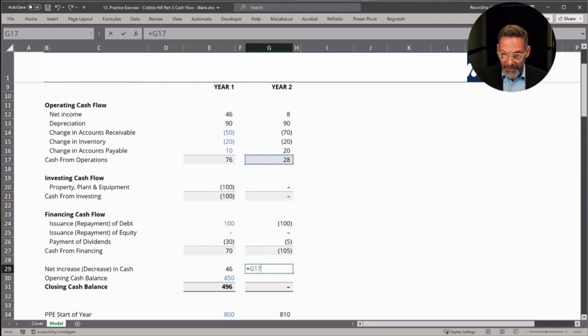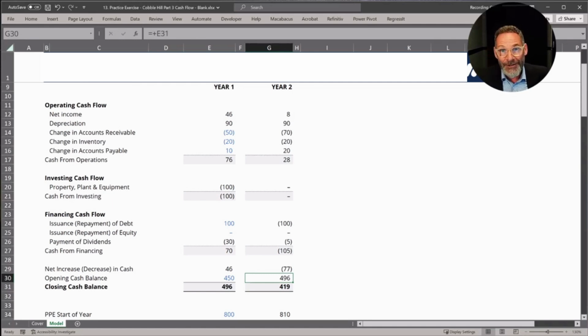So that's the 28 plus the cash flow from investing of 0 plus the cash from financing of negative 105. We then need to just put in our opening balance, and that means our closing balance is 419. In other words, what we're saying is we started the year with 496, but there was a net cash outflow of 77, which means our cash balance at the end of the year was 419.